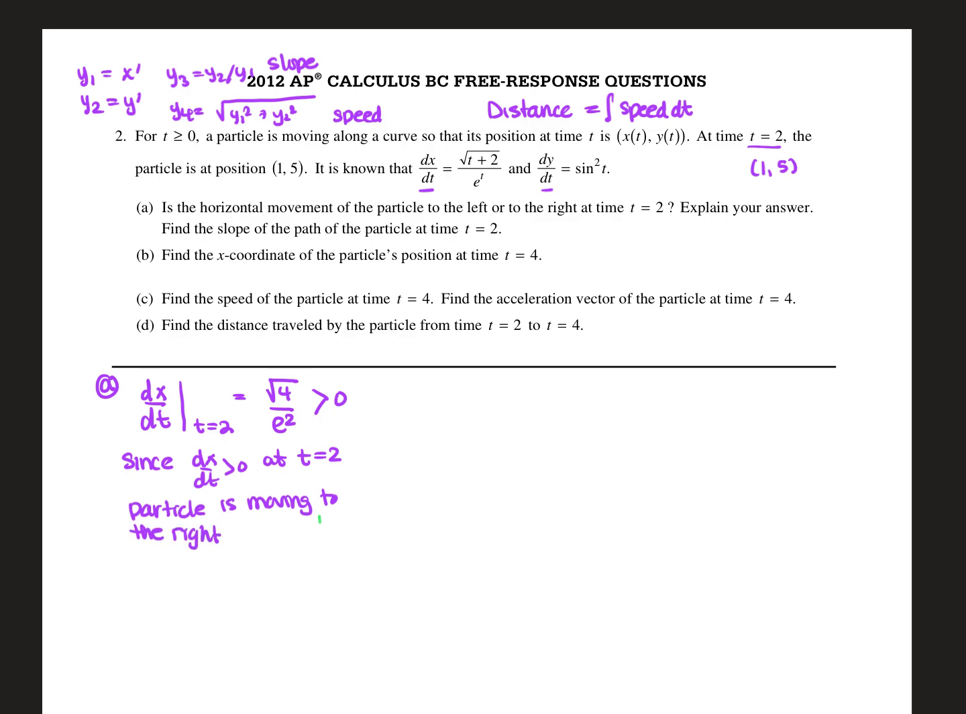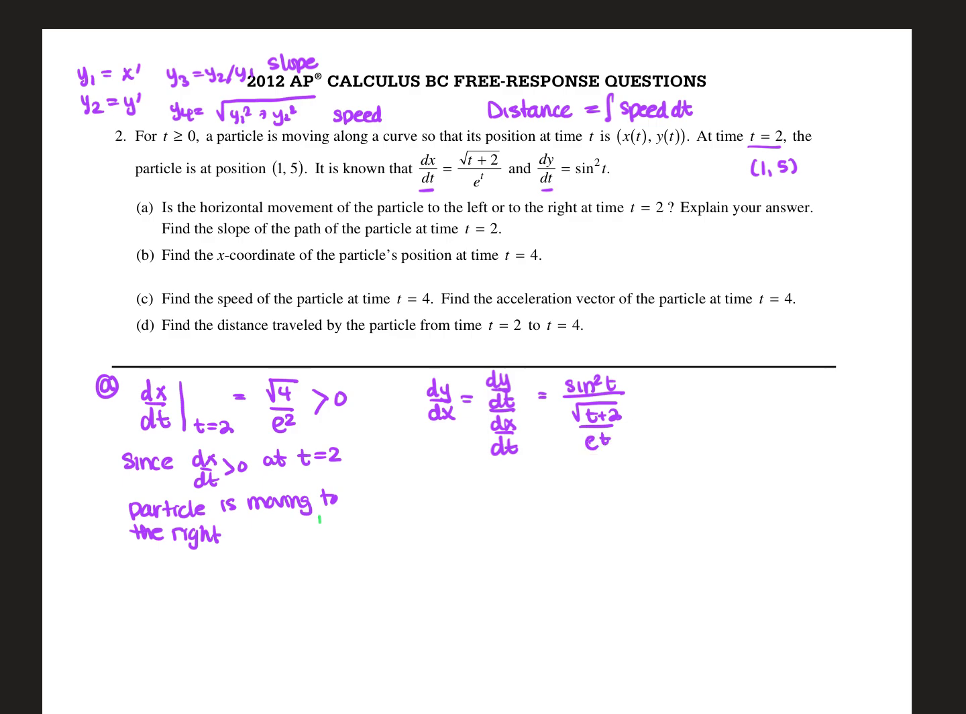That was only the first part of the problem. The second part says, find the slope of the path at time equals 2. So the slope is the same thing as dy/dx, but we're in parametric, so we're going to do dy/dt over dx/dt. So that would be dy/dt, which is sine squared t, over dx/dt.